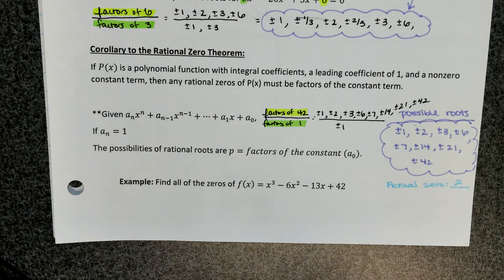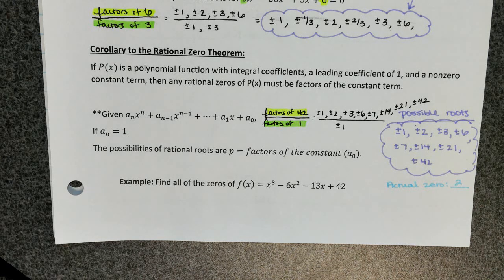Okay, so what I found was an actual 0. One of the actual zeros was 2. Now you might have found a different one, and that's okay. We'll all get to the same spot. But for the purpose of taking notes, I'm going to go with the actual 0 being 2.